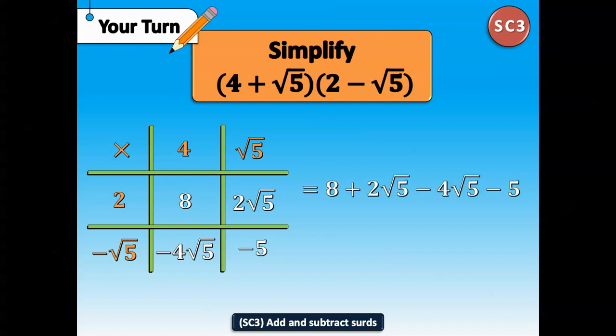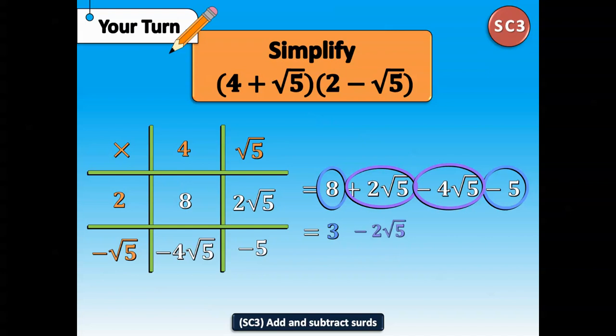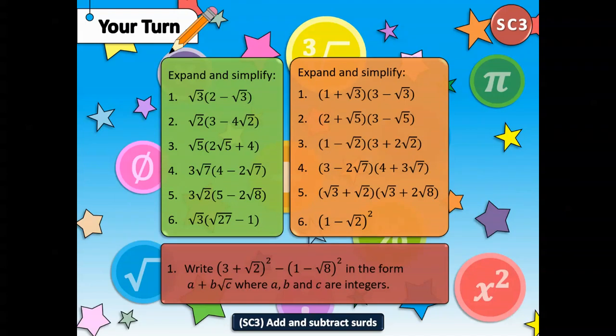Then I can add everything together and simplify it. So I've got 8 take away 5, which is 3. And 2 root 5 take away 4 root 5 would be minus 2 root 5. So my answer is 3 minus 2 root 5. Here's some questions for you to have a go at. Pause the video, and when you're ready to mark your work, press play.